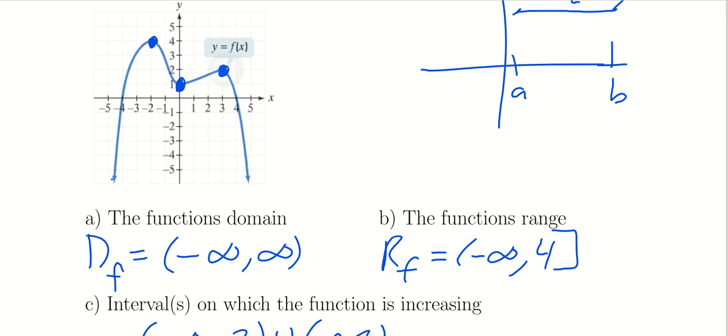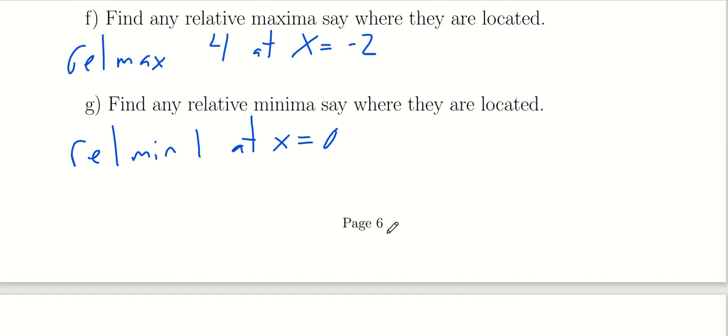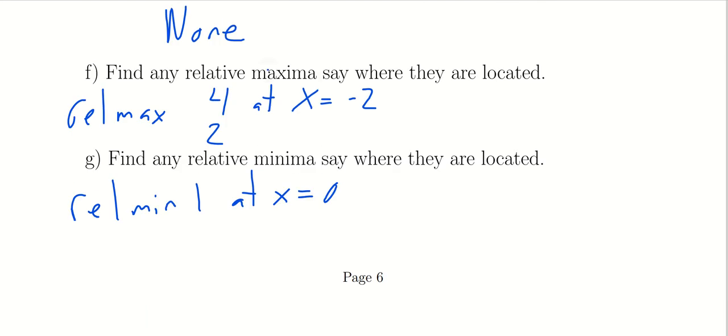And then the last relative extreme we have is this value here, which is a relative maximum. The relative maximum value is 2, and this occurs when x equals 3. So relative max of 2 at x equals 3.